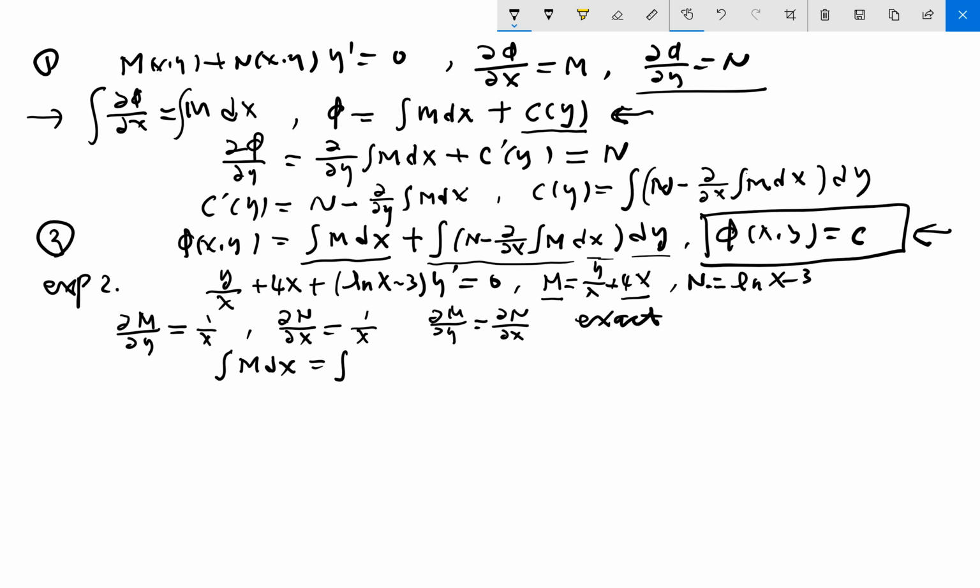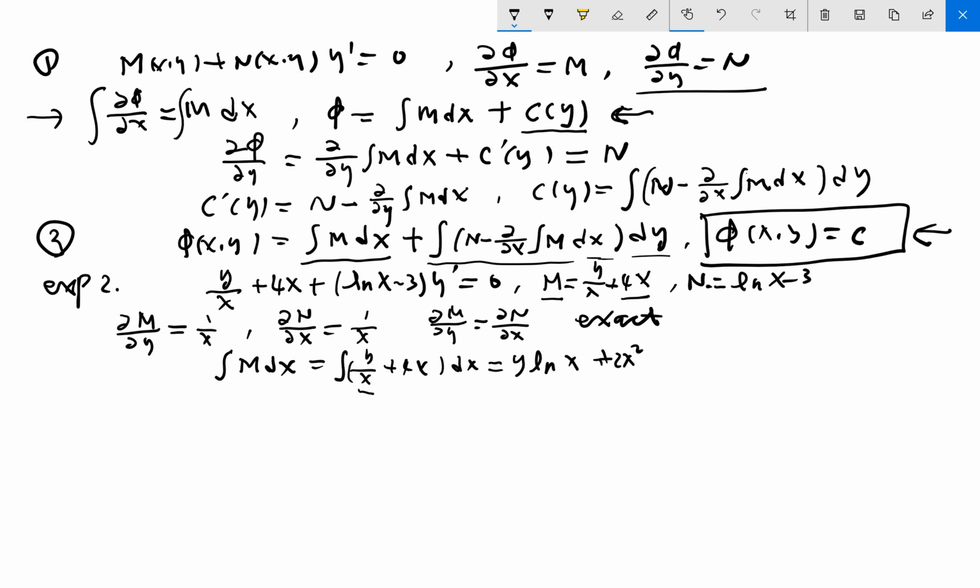M dx. This one is M here, which is y over x plus 4x, right? dx. This integration is about x. That's very important. You treat y as a constant. So therefore, you integrate the first term, you treat y as a constant. Give you y ln x. Then plus 4x, you integrate it, give you 2x squared.